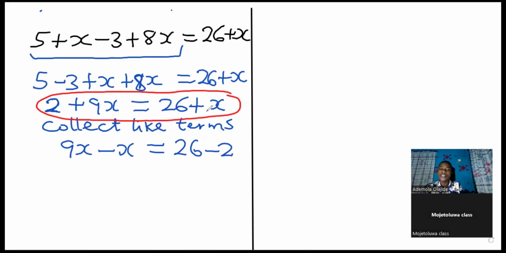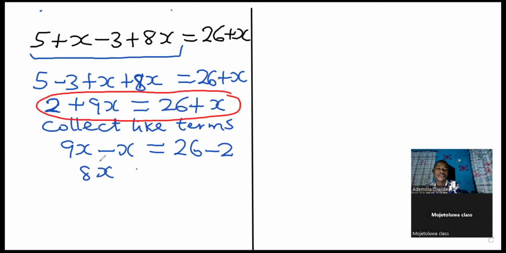Look at this positive x. When it landed on the left side, because we need to move it to go and join 9x there, it becomes -x. The same thing, this +2, when it gets to the right, it becomes -2. Can you simplify this now? Because they are now like terms. 9x minus x will give you what? 9x minus x gives you 8x.